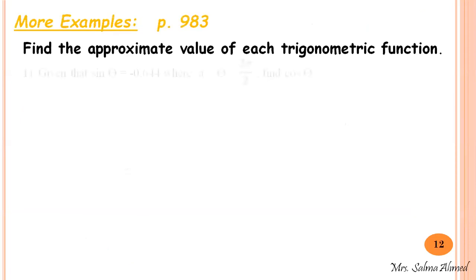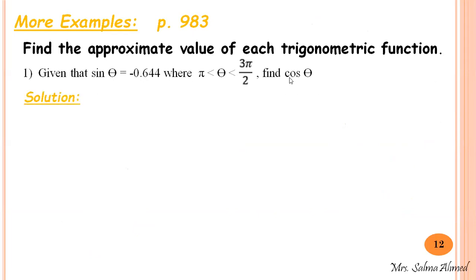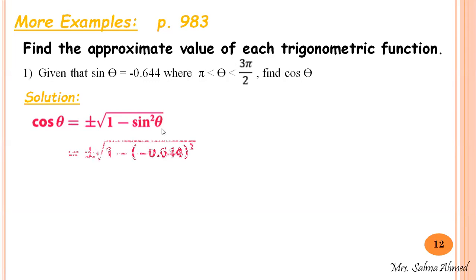Let's have more examples. Given that sine theta equals negative 0.644, where theta is between pi and 3 pi over 2, find the cosine. So cosine theta equals positive or negative root 1 minus sine squared theta. I'm going to replace sine theta by negative 0.644, all squared. Use your calculator. Cosine theta gives me approximately positive or negative 0.765.